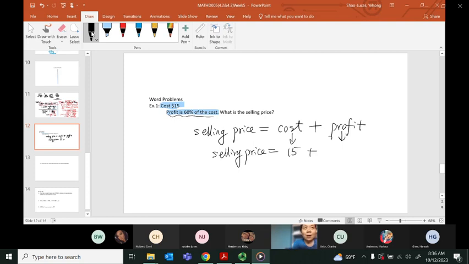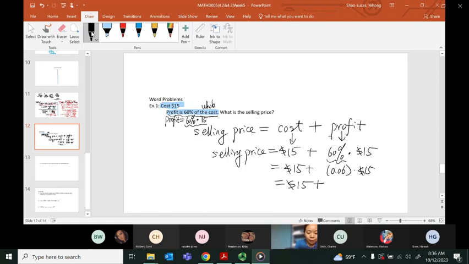To do that, this is what we just talked about: the portion, the whole, and the percent. So the profit equals 60% of, which means times, the cost, which is $15. I'm going to copy that down here. Profit is 60% times the cost. The cost is the whole, $15. So we have $15 plus 60%, changed to a decimal, times $15.